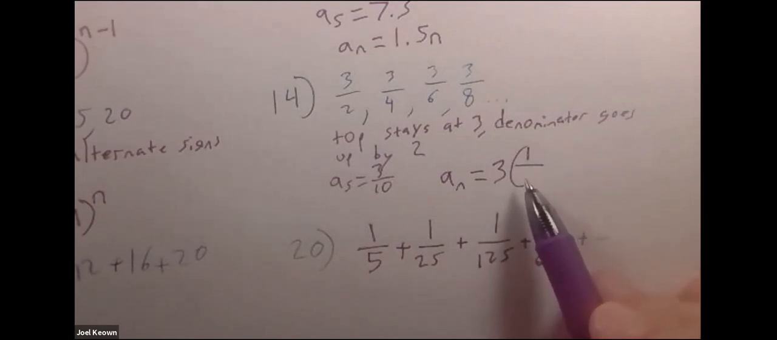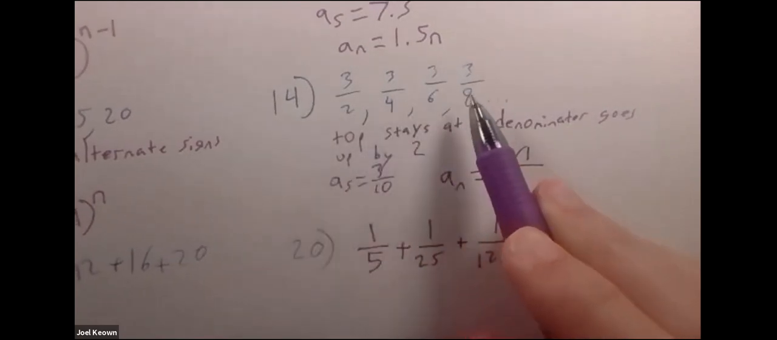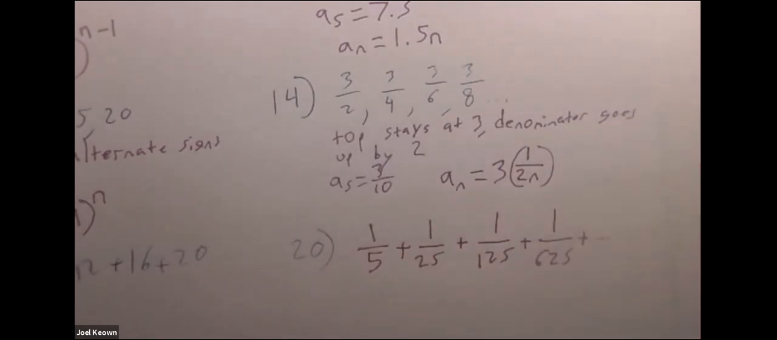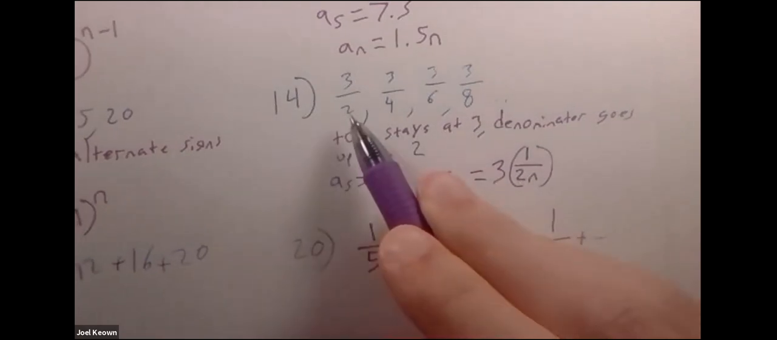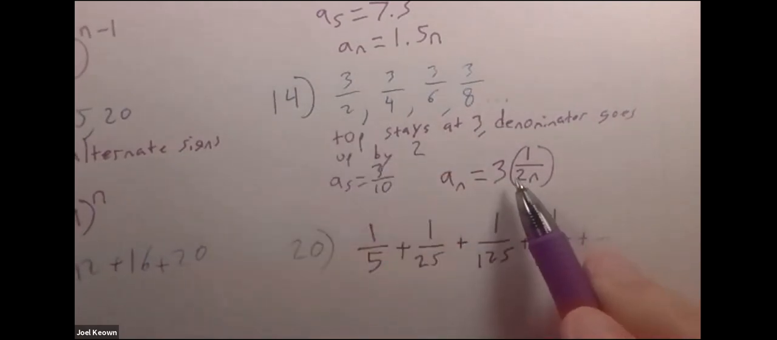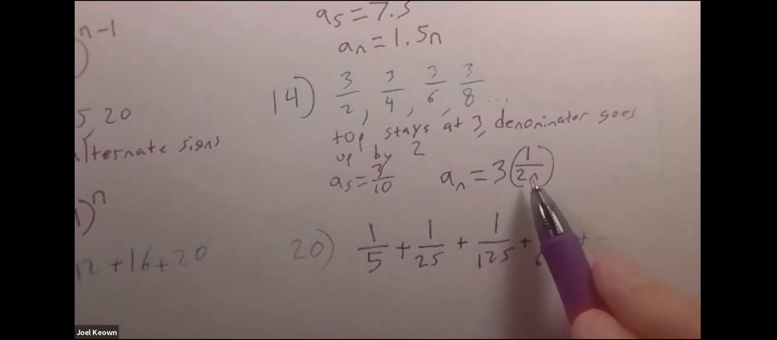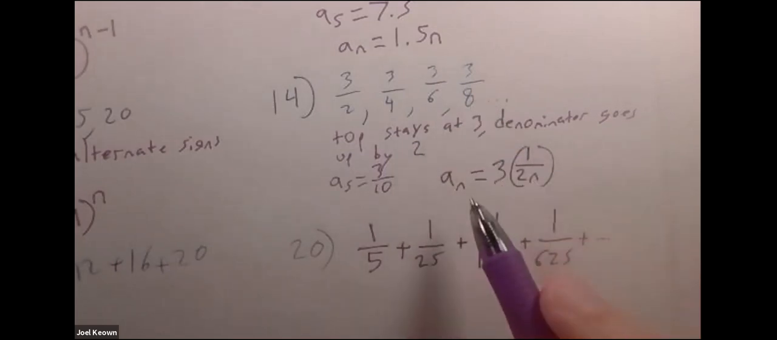What's this going to be? Well, it's going up by 2's, so I'm going to put 2 in. And what would that give me? Well, if I put 1 in here, 1 times 2 is 2. If I put 2 in here, 2 times 2 is 4. Put in 3, 2 times 3 is 6. And if I put in 4, 2 times 4 is 8. And so that rule works for number 14.